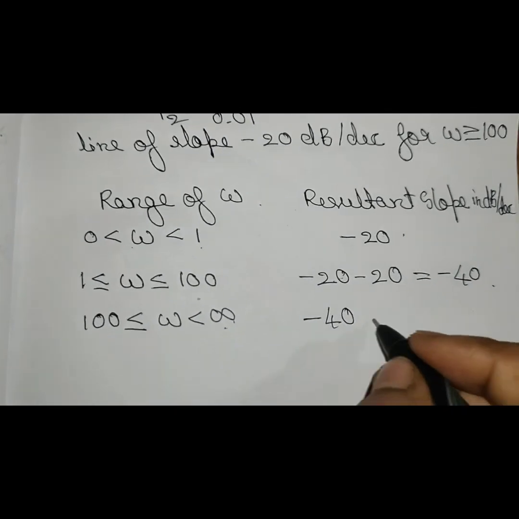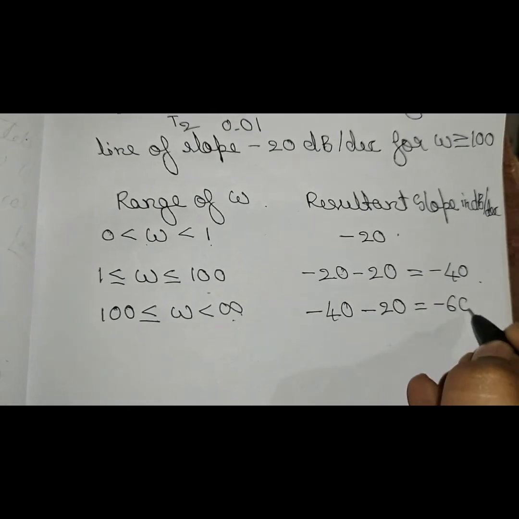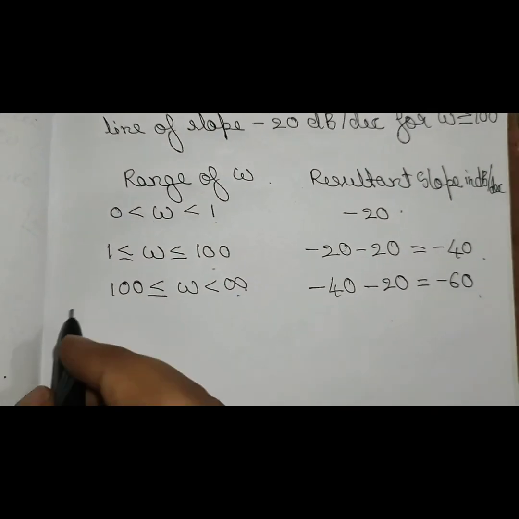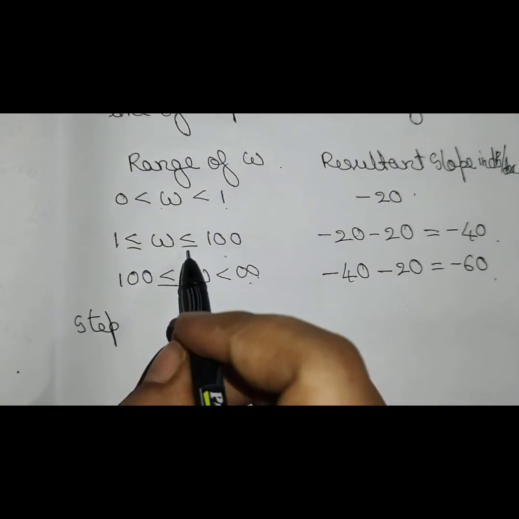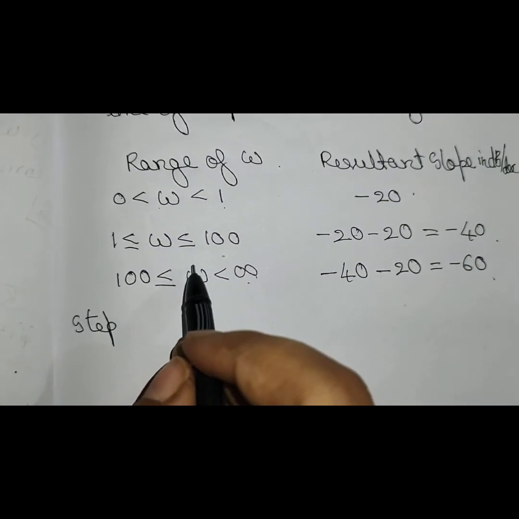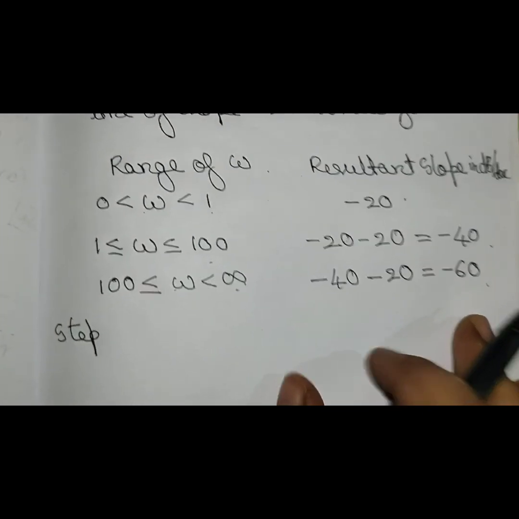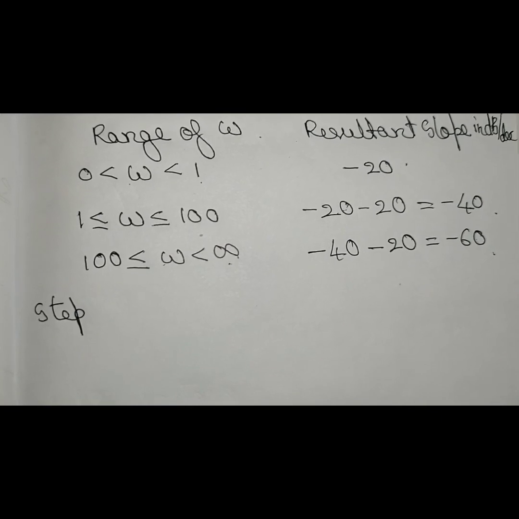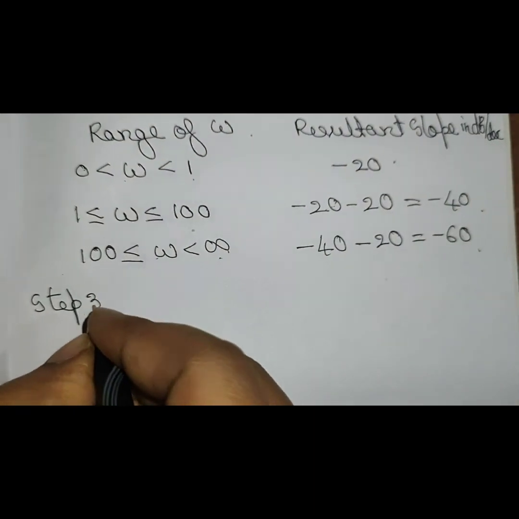So minus 20 again. So overall minus 60 decibels per decade. So next, step 3. Till now, what we have done, step 1 and step 2, this is magnitude and magnitude Bode plots. Now we should calculate the phase angle table. So that is step 3.